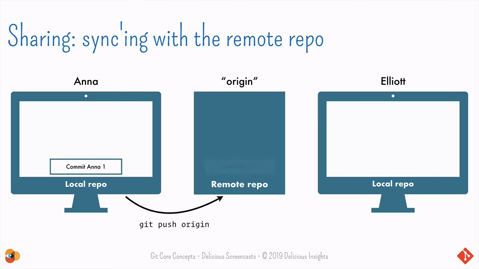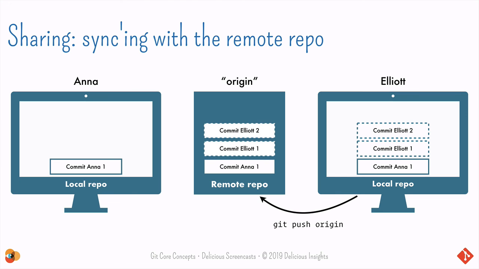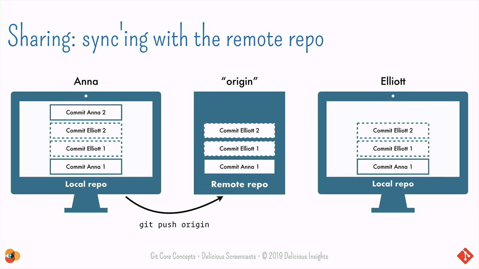Anna commits stuff and shares it by sending it to the server. Elliot needs that work, so he fetches it from the server into his own machine. He then commits twice locally and shares it. In the meantime, Anna kept working and has another local commit of her own. In order to share it, she'll need to first grab Elliot's work and replay her own work on top of it. She is then able to share her own work, and so on and so forth.